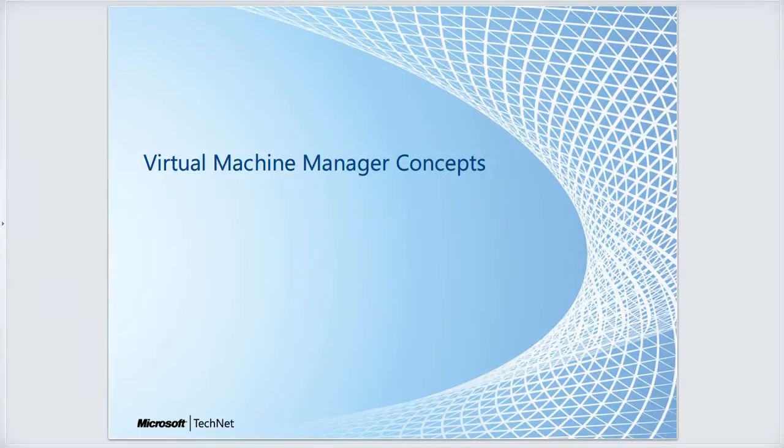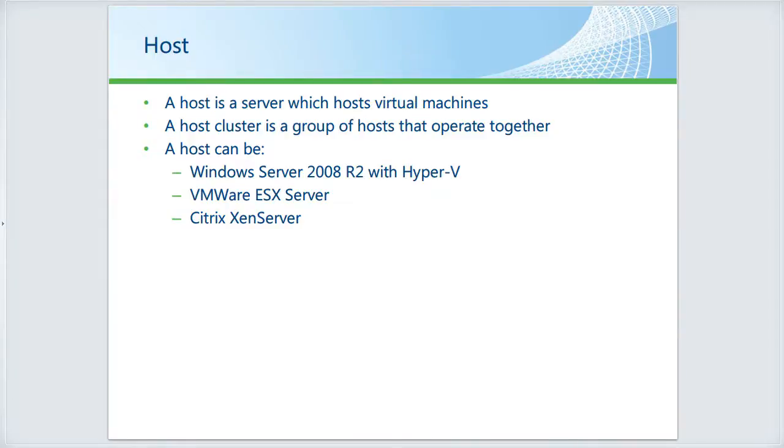So with that, I first want to start out and just discuss some Virtual Machine Manager concepts so we're all on the same page about what these terms mean so that the demos make more sense as we get into those. So the first term is a host. A host is simply a server which hosts virtual machines. A host can be a member of a host cluster, in which case the hosts in that host cluster work together to host the virtual machines that are running on that cluster. And a host for Virtual Machine Manager purposes can be a Windows Server 2008 R2 server with Hyper-V, VMware ESX, or a Citrix Xen server.